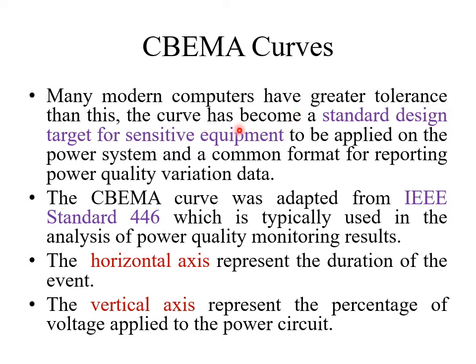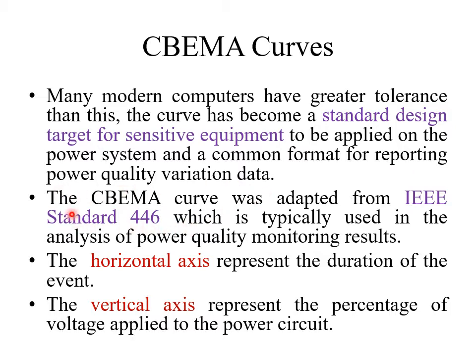And now the curve has become a standard design target for sensitive equipment, like mobile phones, and electronic appliances like washing machines and refrigerators. All those electronic devices that we are using are called sensitive equipment, to be applied on power systems. It is also a common format for reporting power quality variation data. So the CBEMA curve becomes a common format to report power quality variation data.